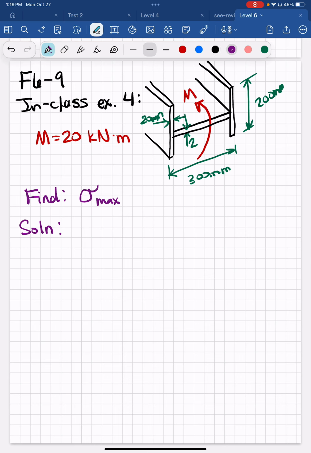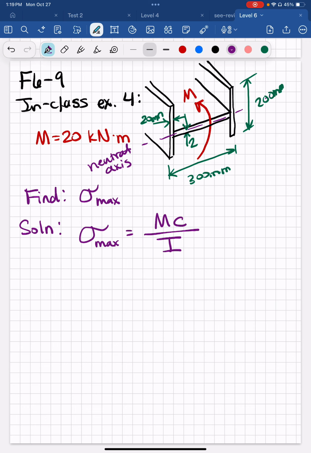So we'll just start off with the formula. We know stress max equals MC over I. We know that the neutral axis, because it's symmetrical, is going to be here. So we need to know the M, which was given to us, 20 kilonewton meters.